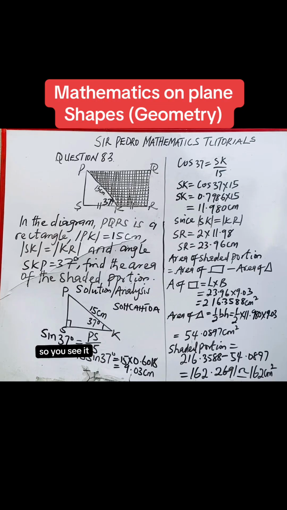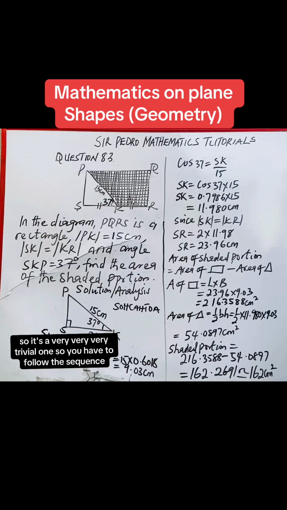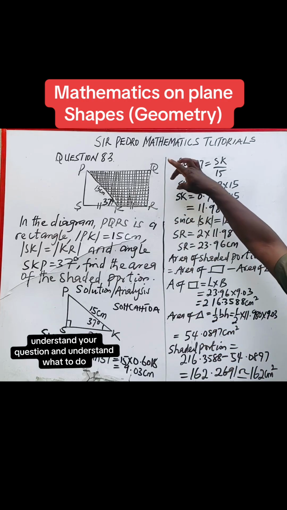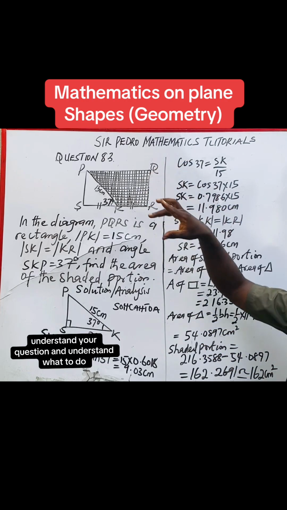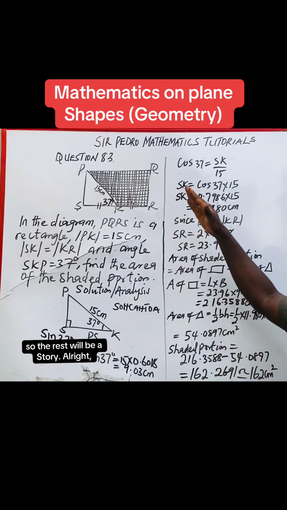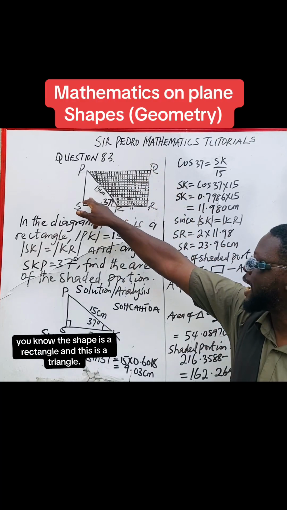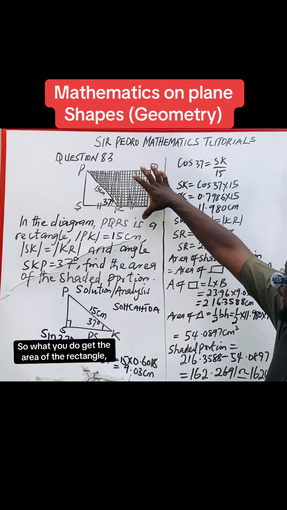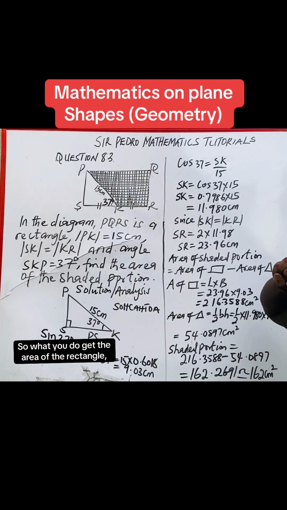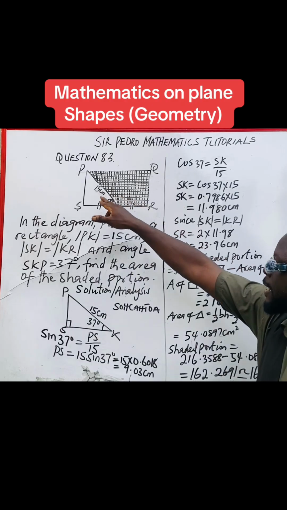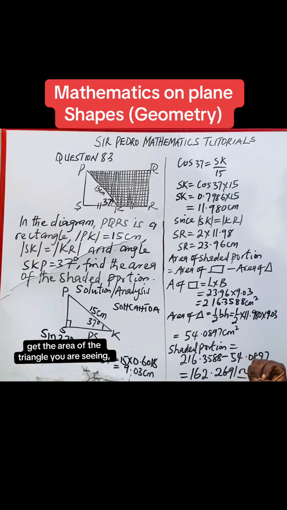So you see it, it's a very trivial one. You have to follow the sequence, understand your question, and understand what to do. The rest will be a story. You know the shape is a rectangle and this is a triangle. So what you do, get the area of the rectangle, get the area of the triangle you are seeing, then the rest is done.